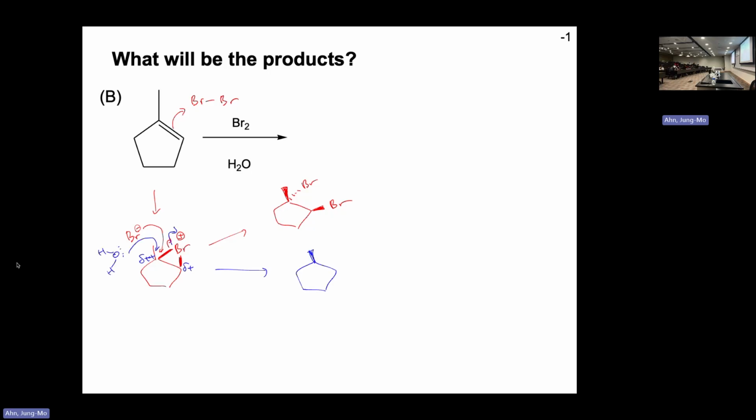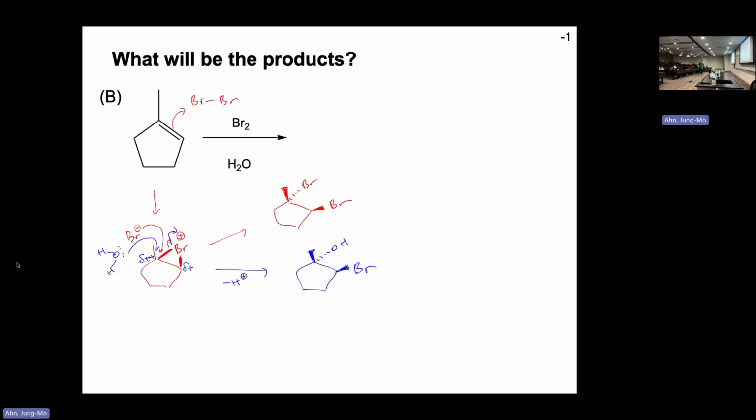Now, in water, we have a water there. Water is going to make an attack. Water is making an attack from the opposite side of the bromonium ion. So anti-addition still remains the same. But it's more visible because now the water makes an attack on the more substituted side, losing one of the protons. After that, you're going to see OH on the more substituted side, bromine on the less substituted side.